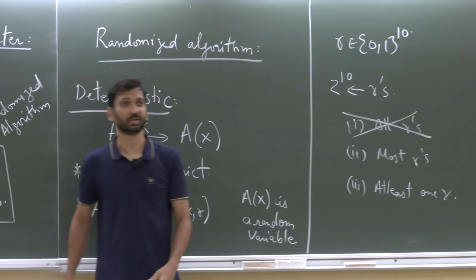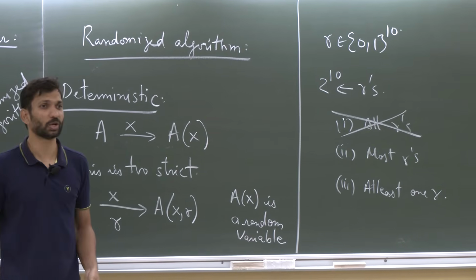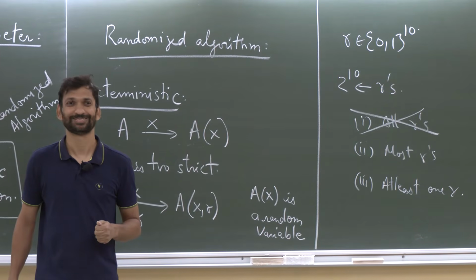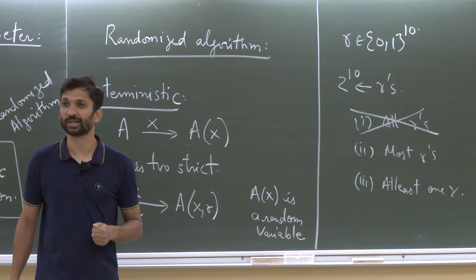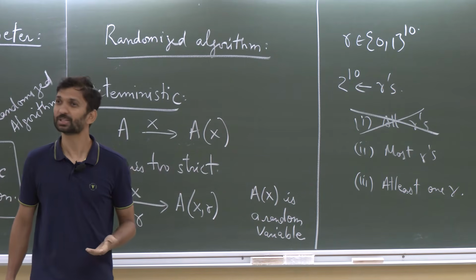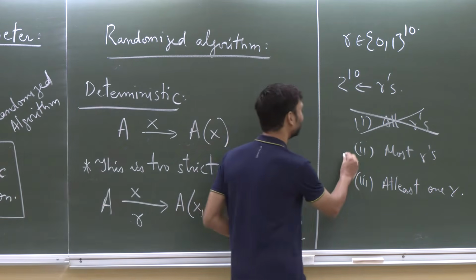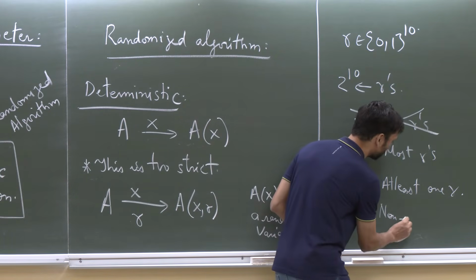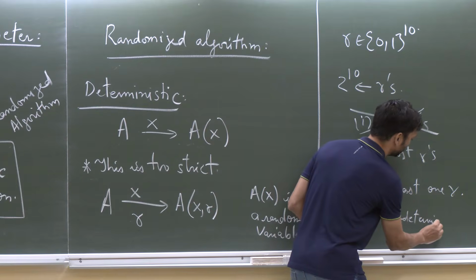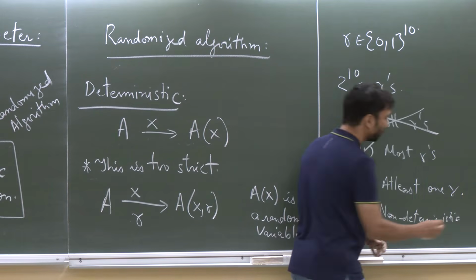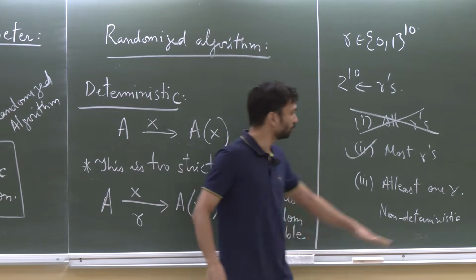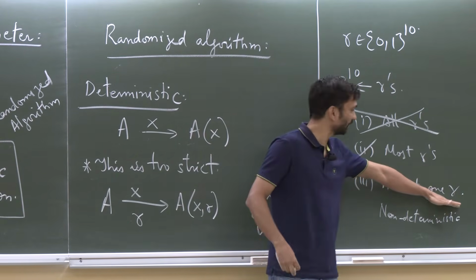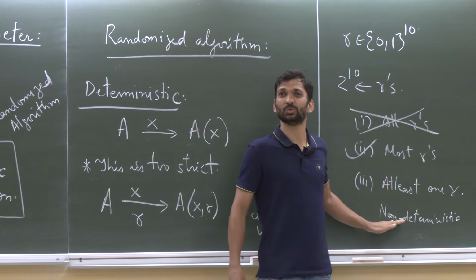What about these? Let's have fun. Let's have a voting contest. How many people for most R's? How many people for at least one R? See, that's why we have democracy. This is what we call, in some sense, non-deterministic computation. There is more to it. You have to be able to figure out which R that is. Someone can give you this R as advice, and then you get it correctly.